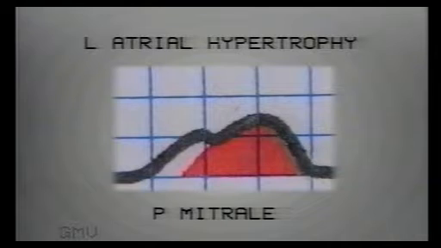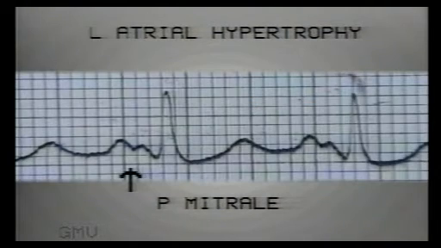In left atrial hypertrophy, the second component is delayed and prominent. So we get a wide and notched P wave which is wider than 2.5 small squares. Since this is common in mitral valve diseases, it is termed as P mitrale.